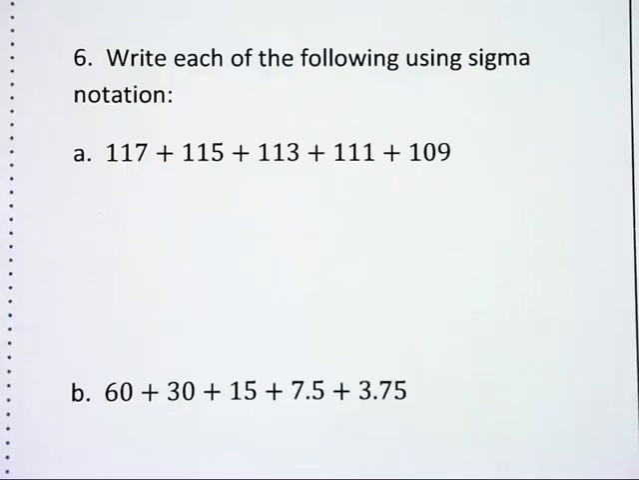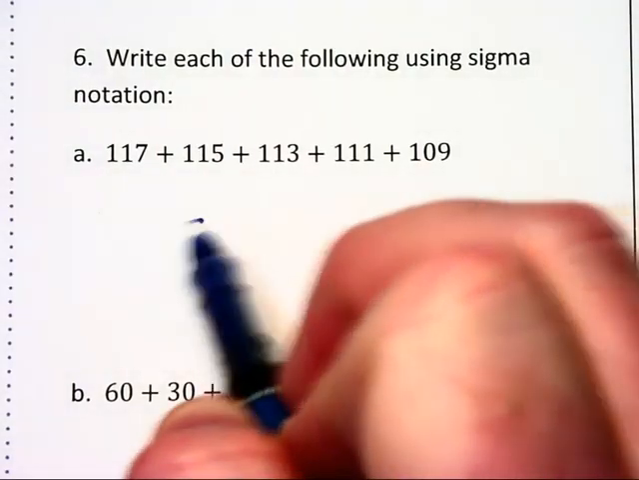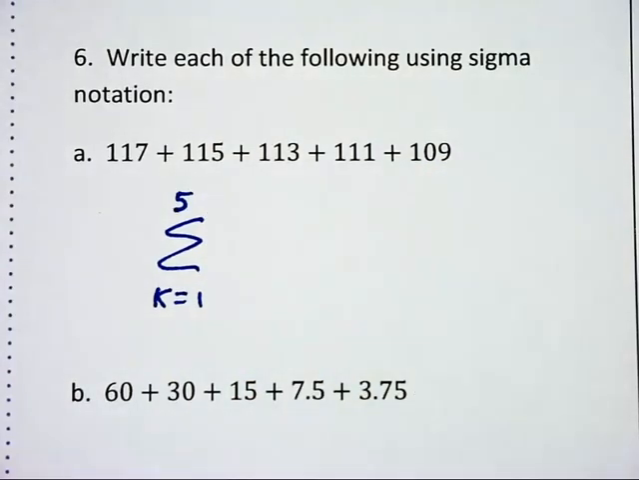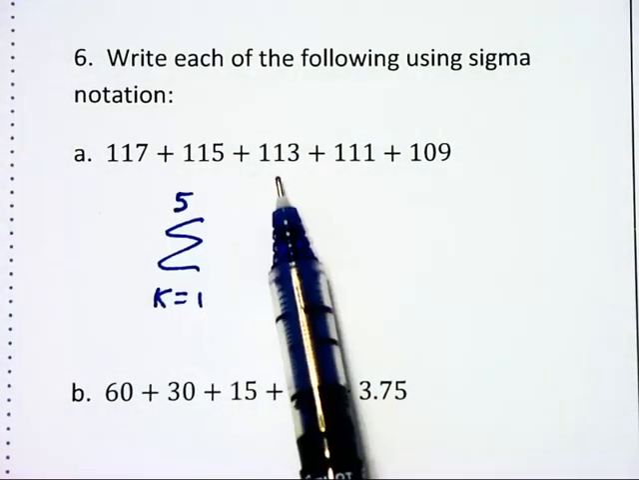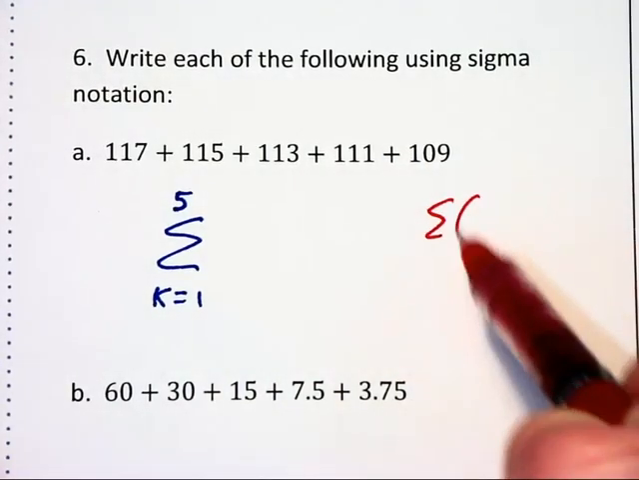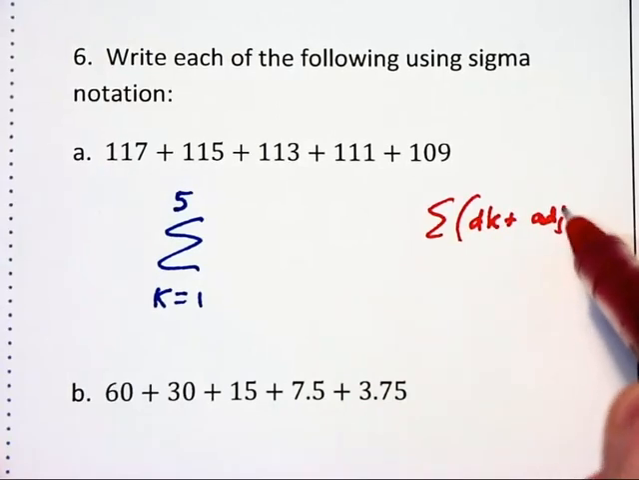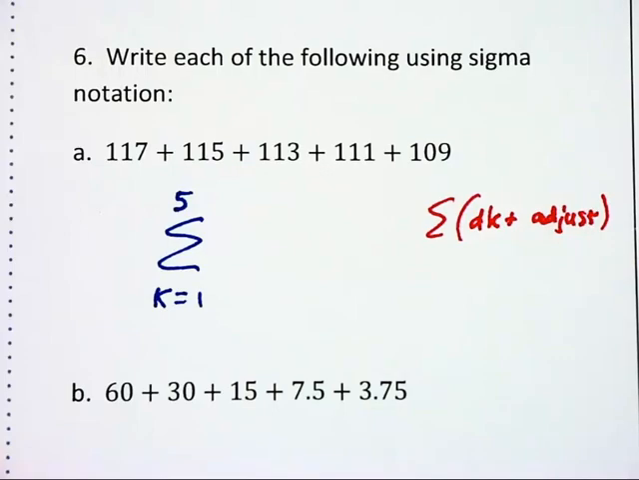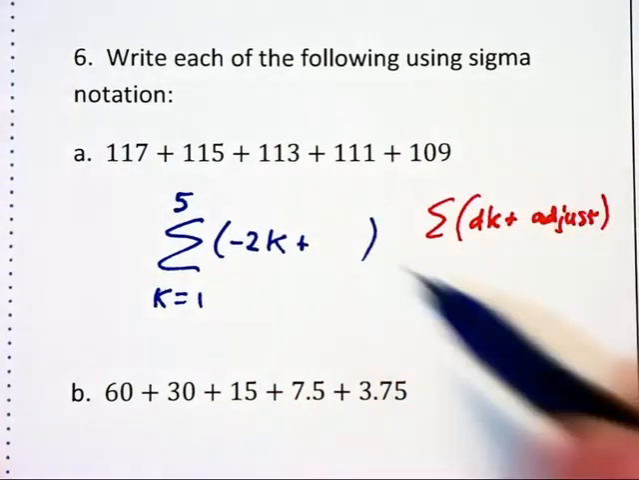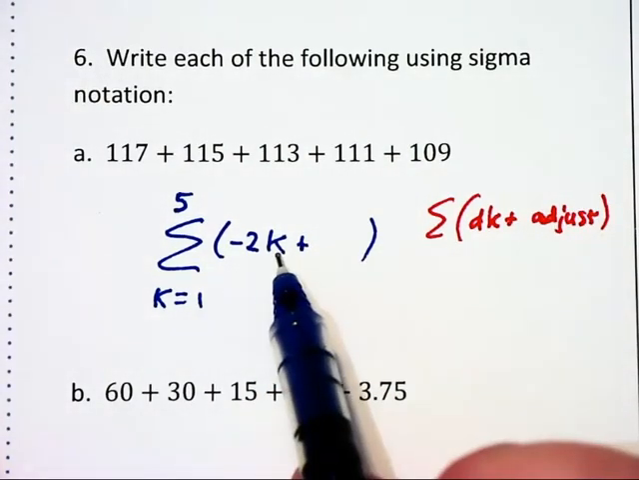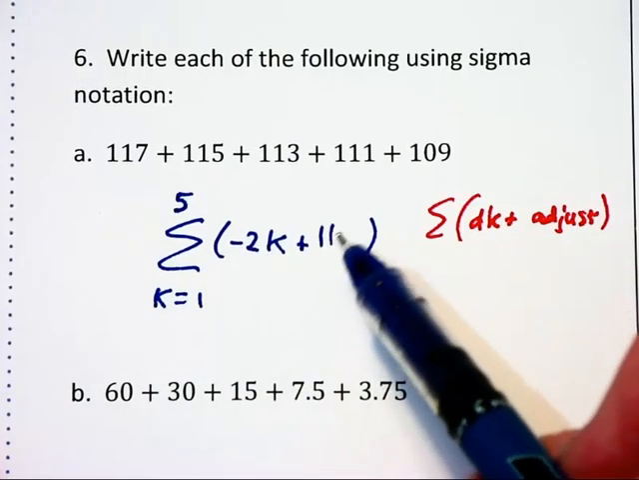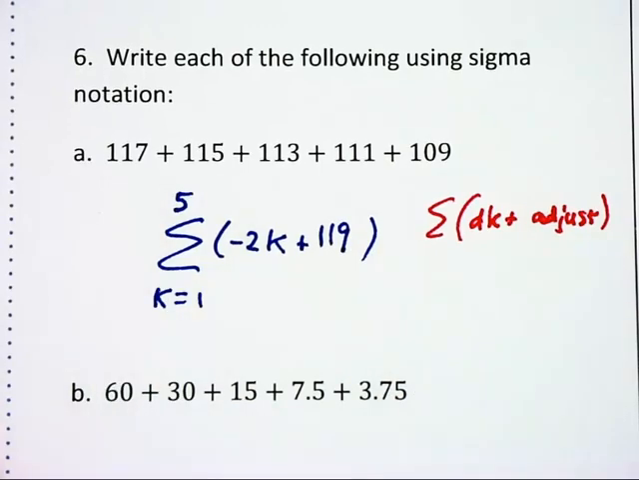Write each of these using sigma notation. Well, first off, we're going to have sigma k goes from 1 to the number of terms, and there are 5 terms. We notice that we're subtracting 2. So this is where we're going to go with the formula of sigma of dk plus adjust, which is my little shortcut here. And d is -2, so we will have -2k plus some number such that when we substitute 1 in, we land on the 117. When you substitute 1 in, you get -2 plus 119, which gives you 117 for the first term.